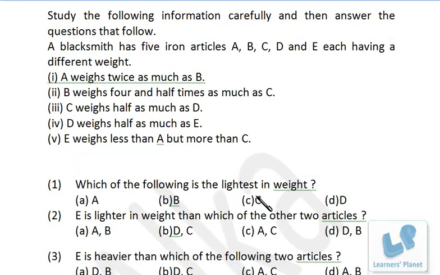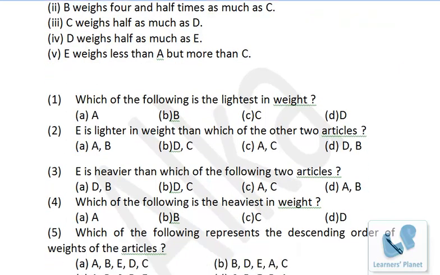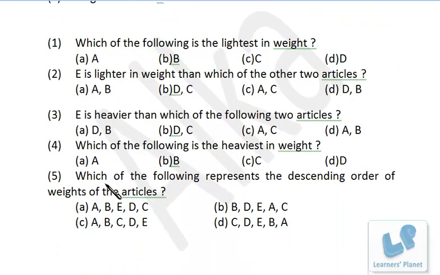Now friends, here I am having a set of 5 questions based on a comparison of ranks. In this particular question, 5 conditions are given, and according to these conditions we have to arrange A, B, C, D and E, with respect to their weights. Now if you look at the questions, there are 5 questions, and in one of the questions we are asked which of the following represents the descending order of the weights of the articles, right?